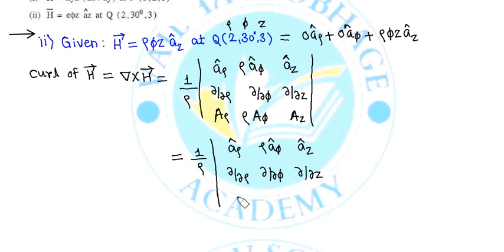We have the very first, the component associated with a rho, equals 0. Then we have the a phi component, 0, and finally the component associated with the az direction, that is rho phi z. Okay.